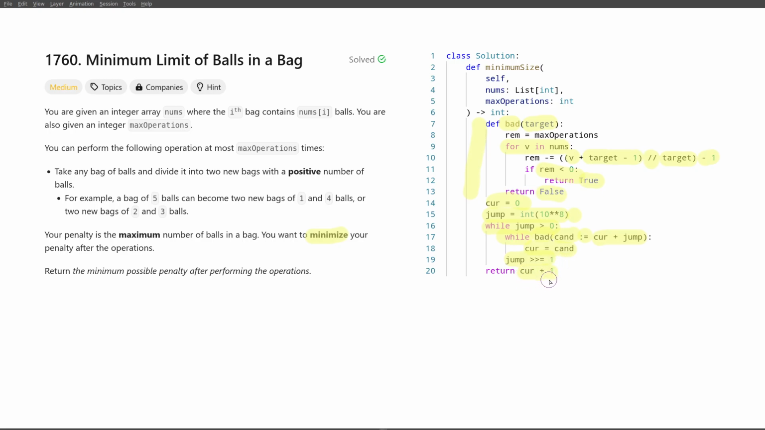Why is it here plus 1? Because cur, after all those operations, is the highest value for which it's impossible to make the balls not exceed, it's impossible to ensure that every bug stays below that value of cur. So if we add one more to cur, then suddenly it becomes possible, and we're interested in exactly that, the smallest value for which it's possible. So we return cur plus 1.